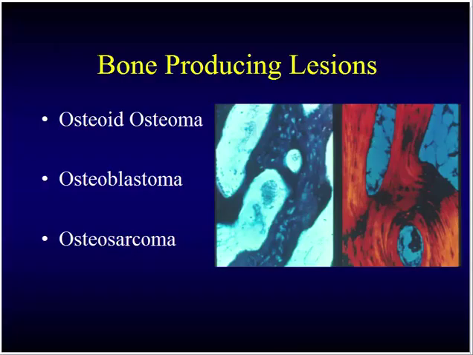So we're going to talk about bone-producing lesions first. And these are essentially three for test-taking purposes, although I'm going to show you a list of them later on. Osteoid osteoma, osteoblastoma, and osteosarcoma. You will see an osteoid osteoma, and I guarantee you'll see a couple of questions on osteosarcoma. You may or may not see an osteoblastoma.